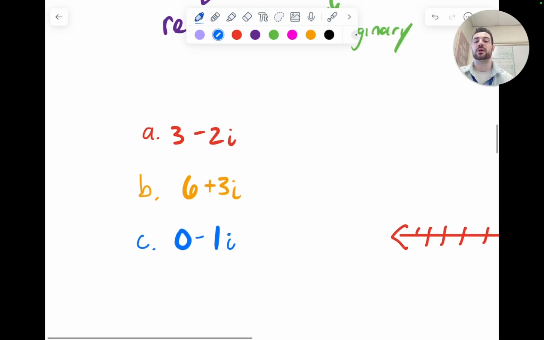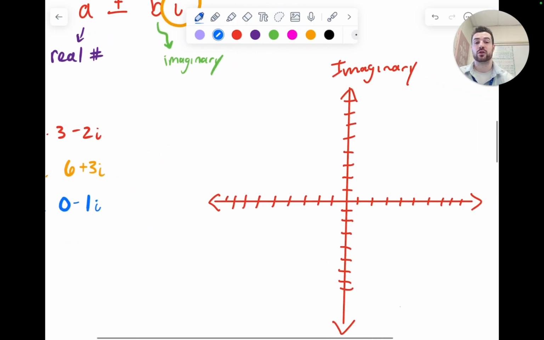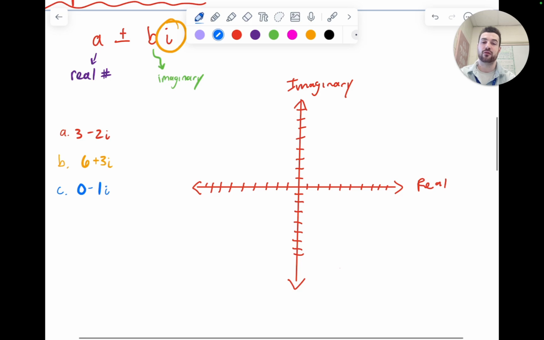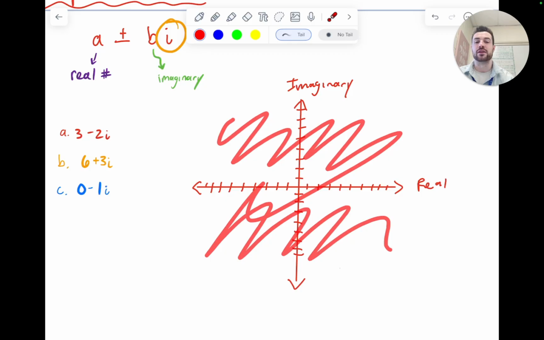Now, we need to be able to graph these complex numbers just like we are able to graph regular numbers. So we have what looks like a typical coordinate plane over here, but we have to realize that all real numbers are on that horizontal x-axis, as we like to think about it. And then instead of a y value, we have imaginary numbers. So we've got the real number plane, the imaginary number plane. Since complex numbers are a combination of real and imaginary, we are going to be somewhere on this plane.